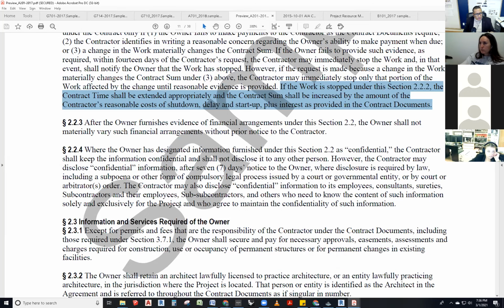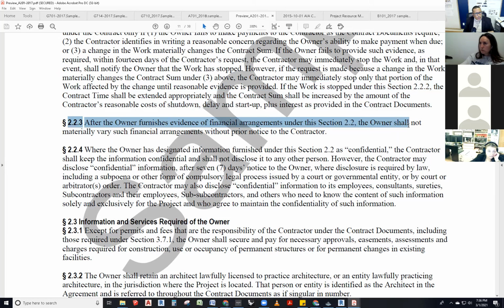Section 2.2.3. After the owner furnishes evidence of financial arrangements under this section 2.2, the owner shall not materially vary such financial arrangement without prior notice to the contractor. Guess what? The owner showcases that he's got $1 million in funds extra to pay for this. As soon as he provides a bank statement that has $1 million, he takes it out of the bank account and goes shopping, gives it away to his ex-wife or whatever. Can't do that.